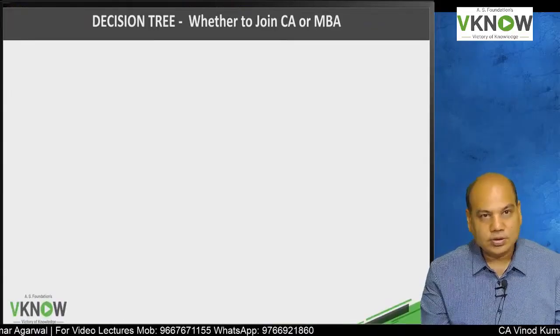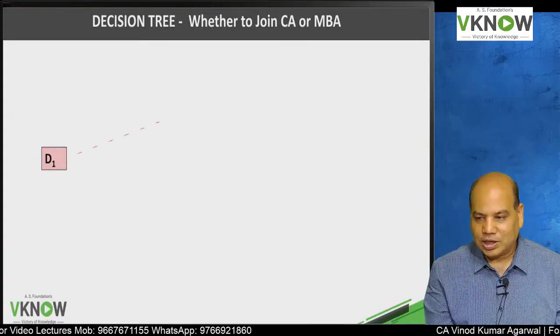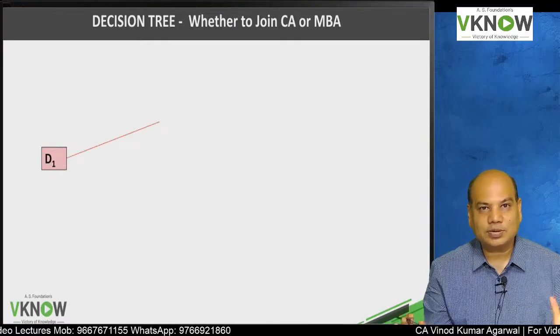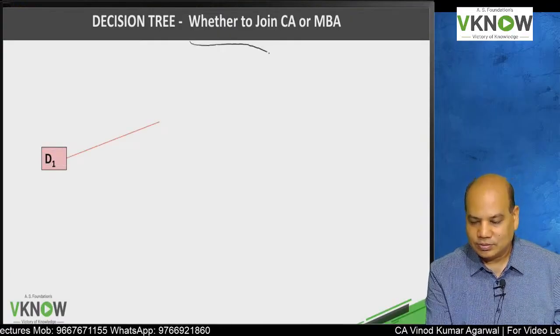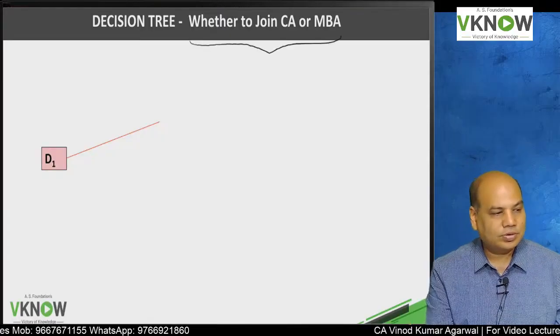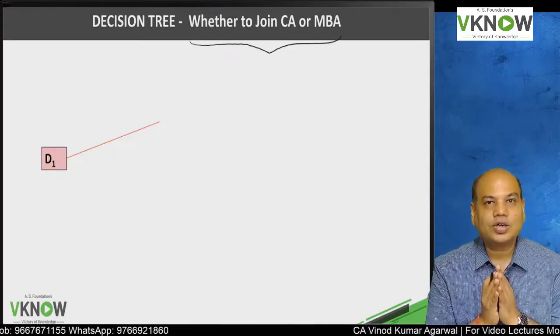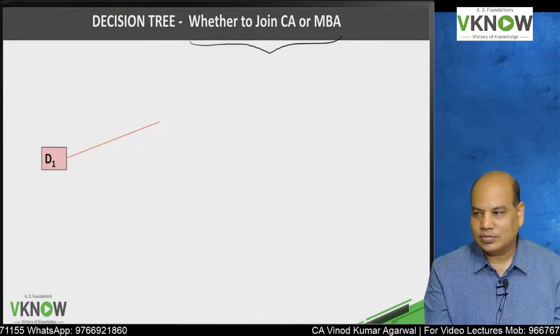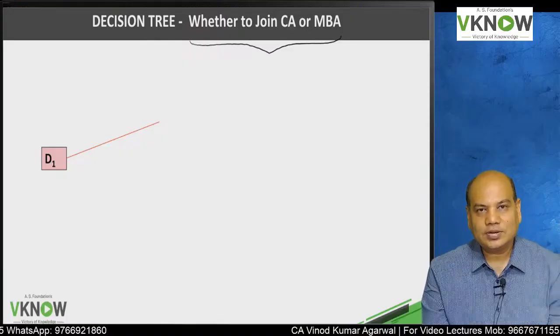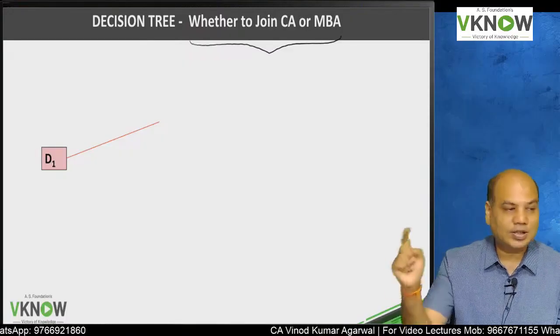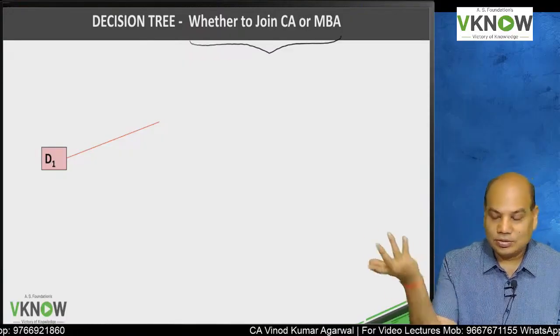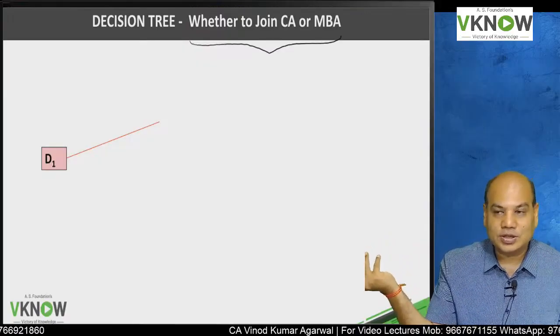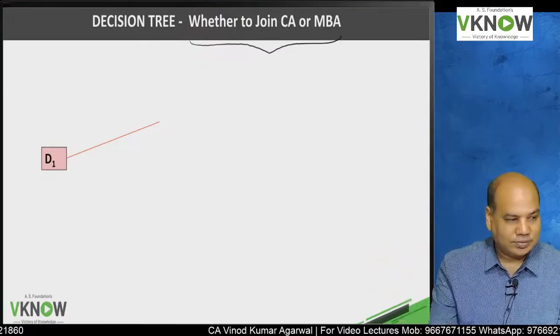To understand the concept of decision tree, we have to first understand with the help of one small example, a time pass example, but it helps you to understand the concept. There is a student who asked me, sir, what should I do? Should I do CA or should I do MBA? I said, see, let us evaluate using a decision tree approach. He says, wow, you have a decision tree approach for such a decision also? I said, yes, I have.